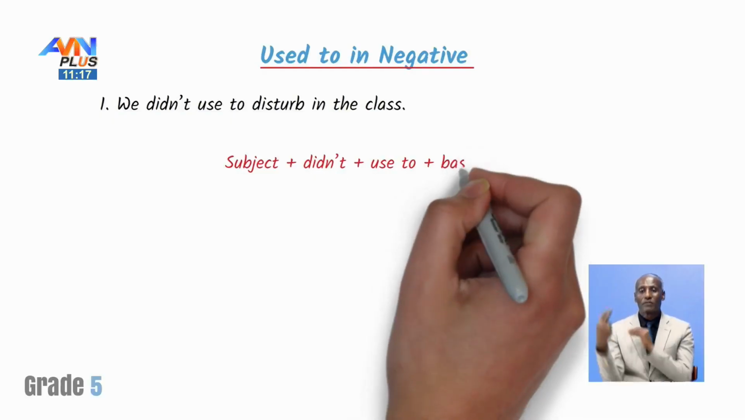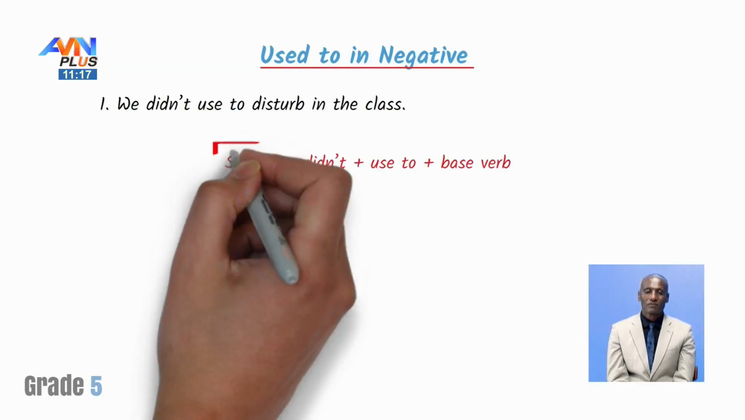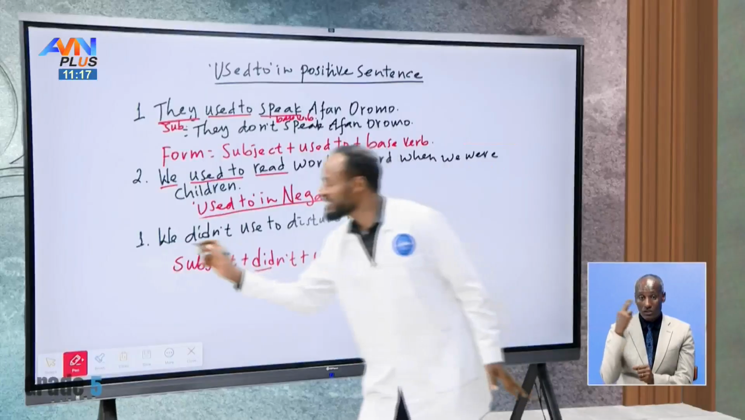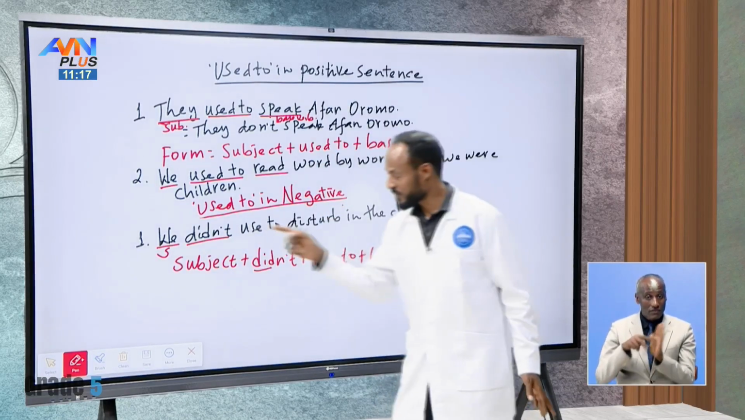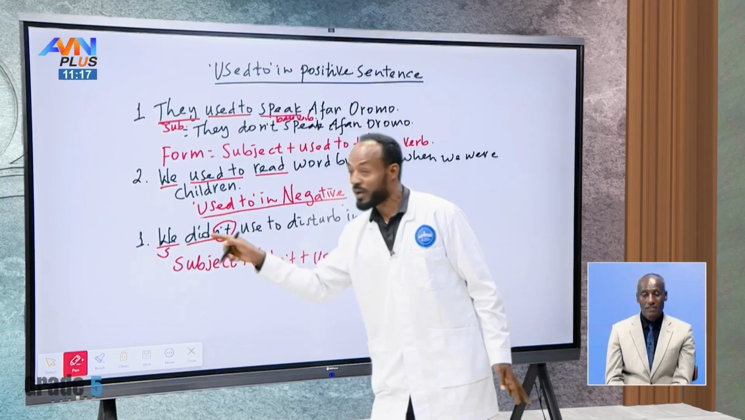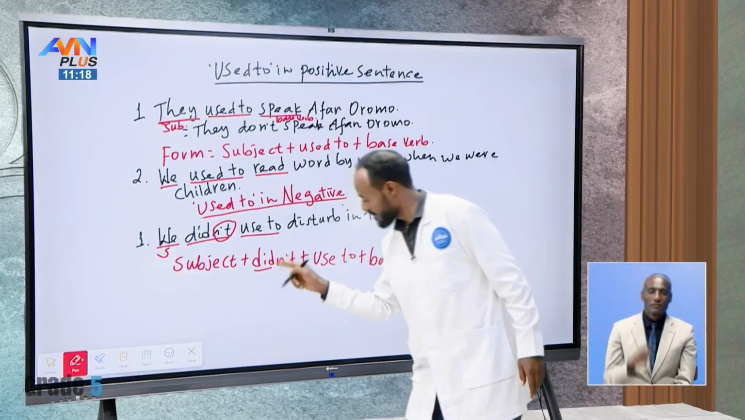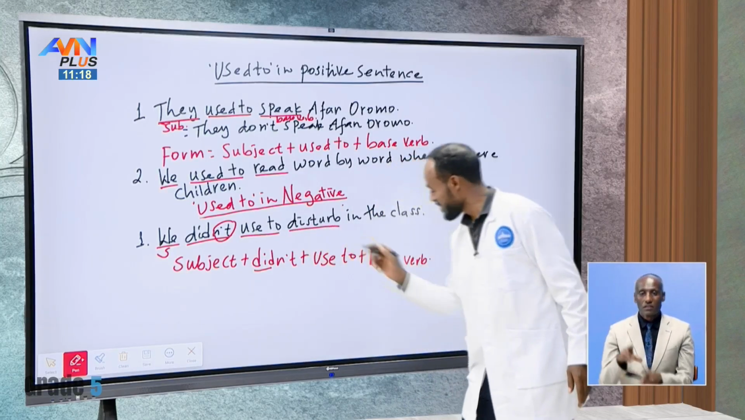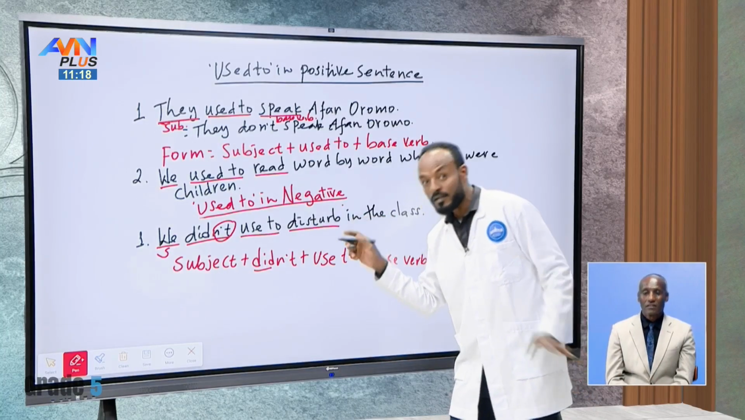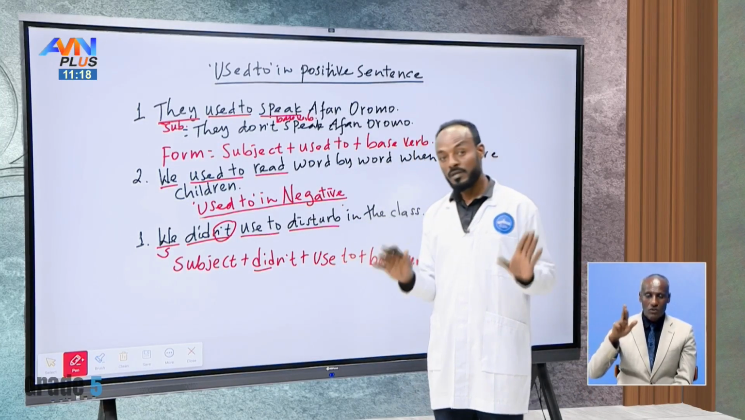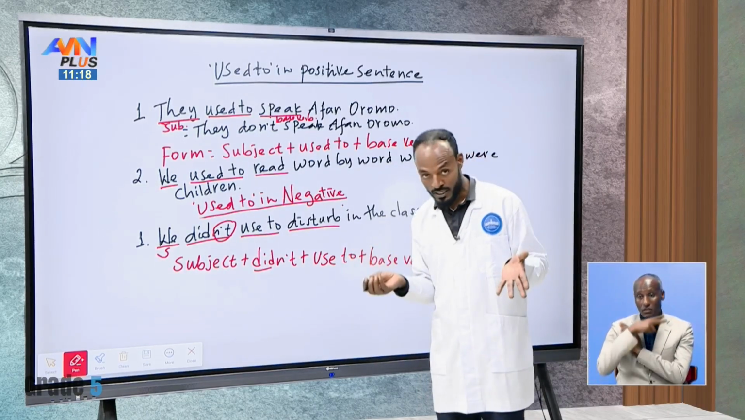Base verb. Look, so we didn't use to disturb. Here is the subject. The negative indicator is this one. What about did here? That is the past indicator. Use to here. And disturb, this one is base verb. We cannot add S, ES, D, ED, okay? Because that is not grammatically right. That is wrong, okay? Good.